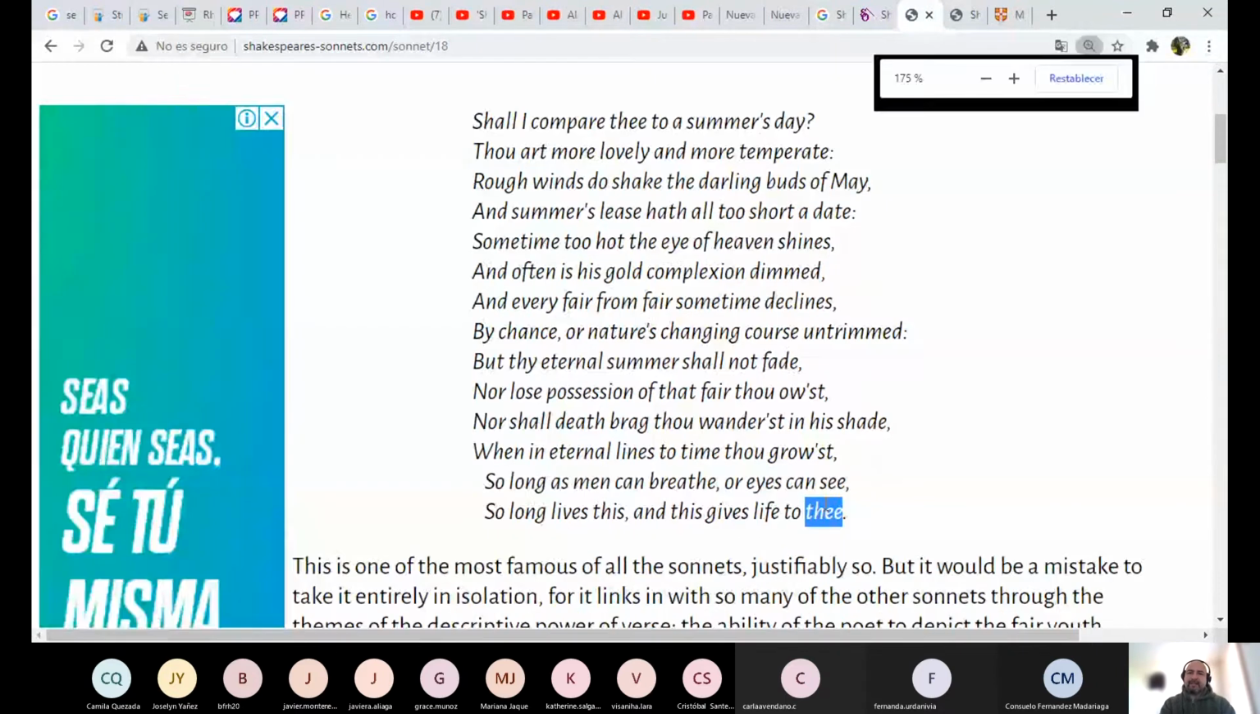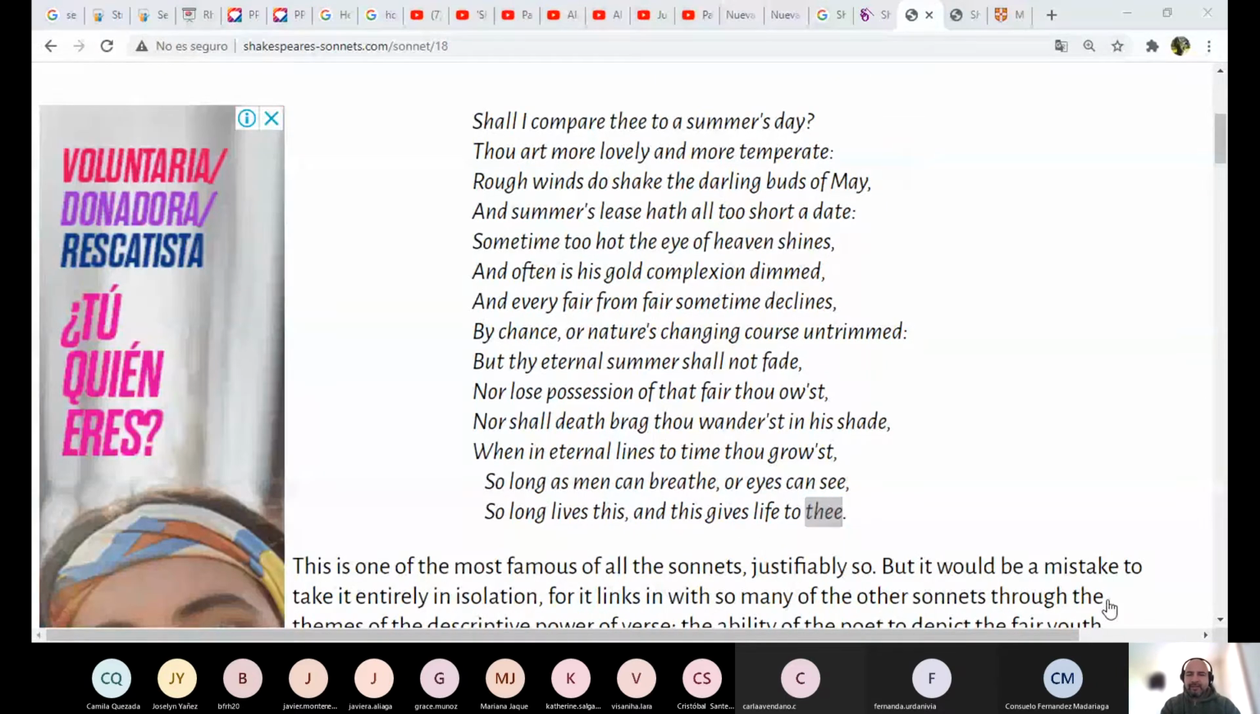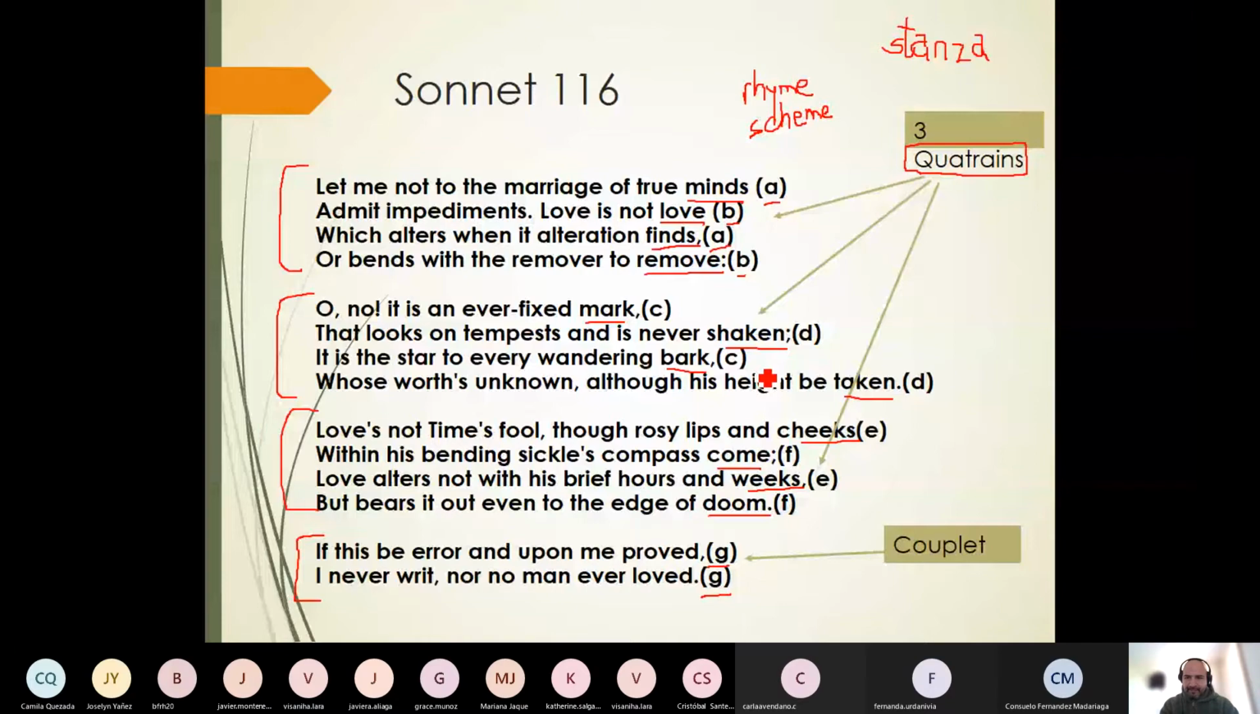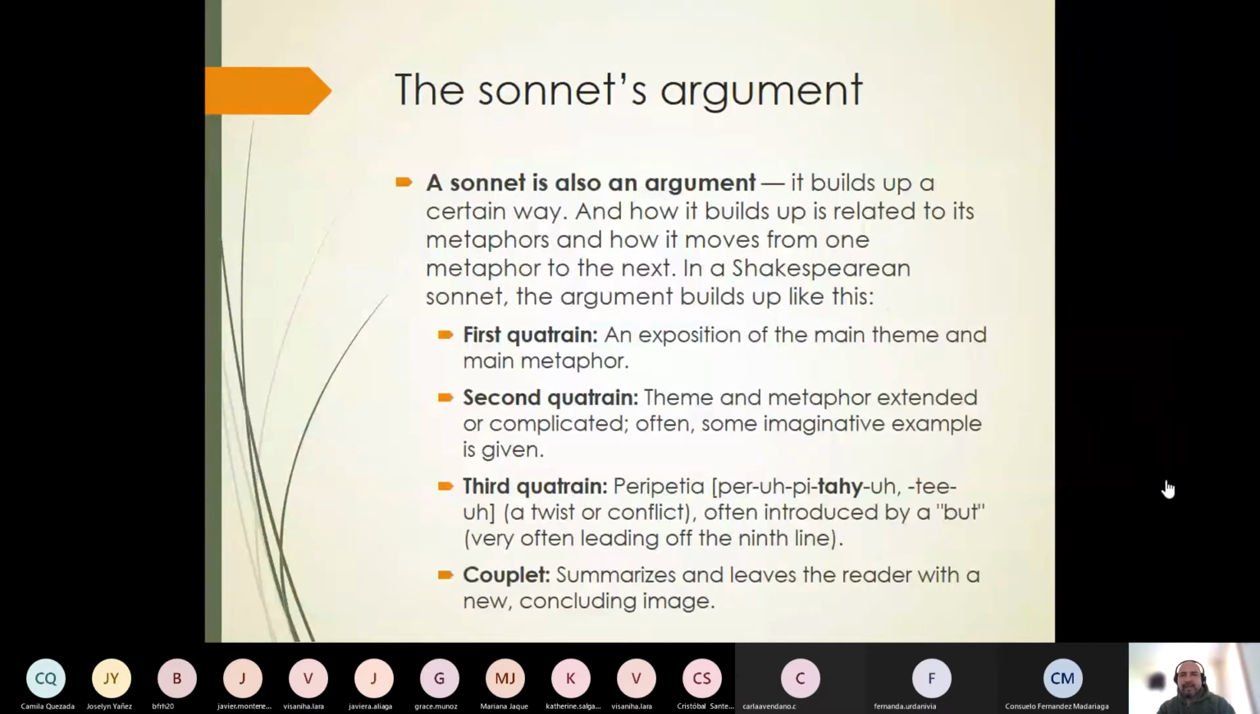Okay, so that's the structure that in general you would expect from a sonnet. All right, that's the way that a sonnet is supposed to behave. Alrighty. Now, in terms of the argument that the sonnet is proposing, each quatrain, each one of the elements here, proposes a specific topic and develops the argument in a specific way.